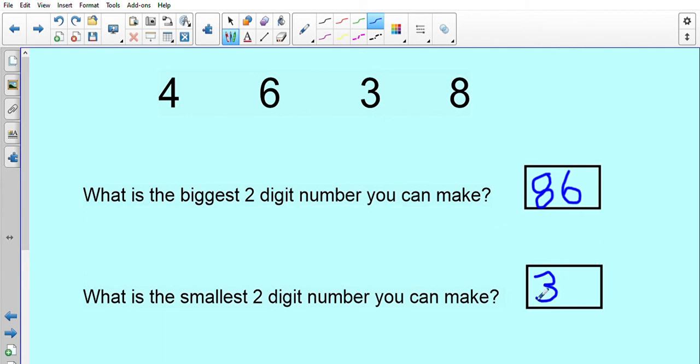And then I'm going to think about my ones. 8? No, that would be too many ones. 6? 4. 4's a smaller number. Let's have a look. 34. Do you think that's right? So our biggest 2-digit number would be 86 and our smallest 2-digit number would be 34. Well done.